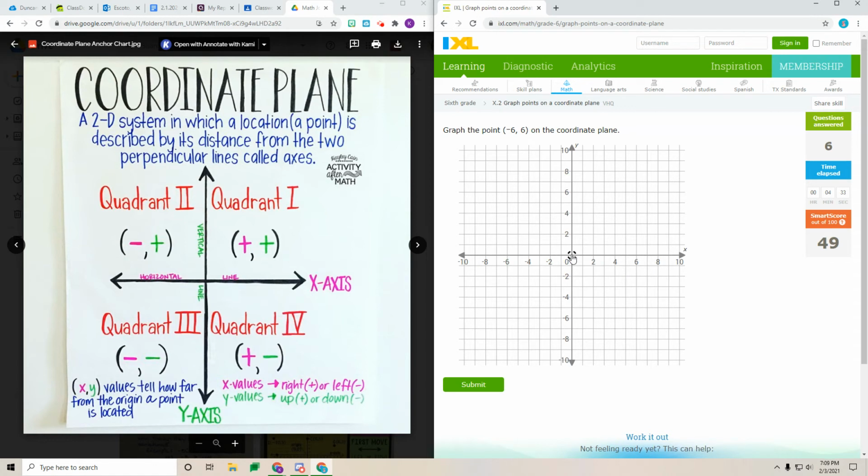Let's try a couple more. Negative 6 comma 6. So start at 0. Tell me, which direction should I go? I'm going to go negative 6, so to the left 6, then positive 6, so up 6. And there's my dot. Okay. 2 comma negative 5. Start at 0, positive 2, so to the right 2, comma negative 5, so down 5. There's my dot.